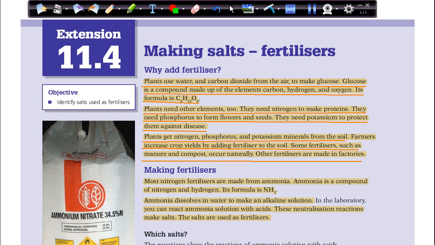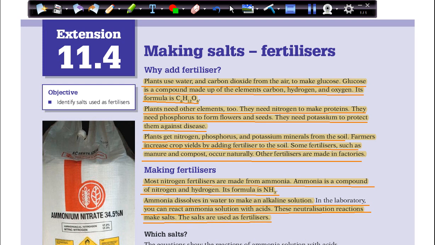So how can we make these fertilizers in the factory? Most nitrogen fertilizers are made from ammonia. Ammonia is a compound of nitrogen and hydrogen. Its formula is NH3. Ammonia dissolves in water to make an alkaline solution. In the laboratory, you can react ammonia solution with acid. These neutralization reactions make salts. The salts are used as fertilizers.